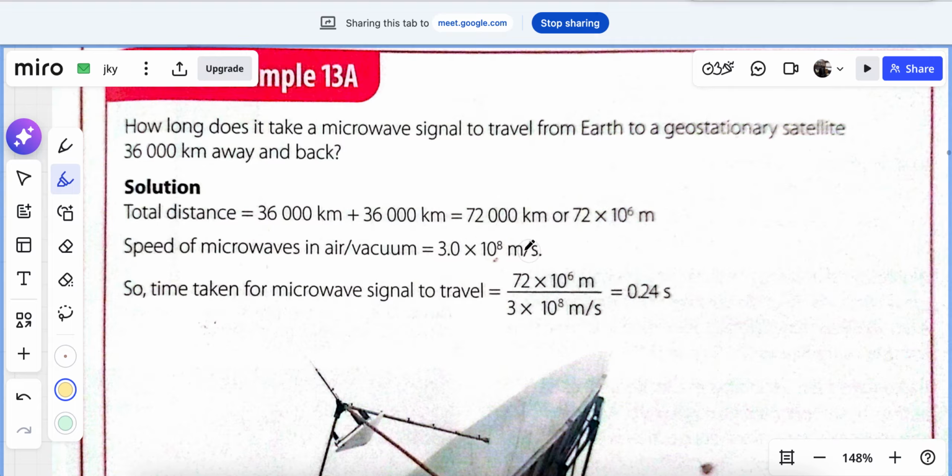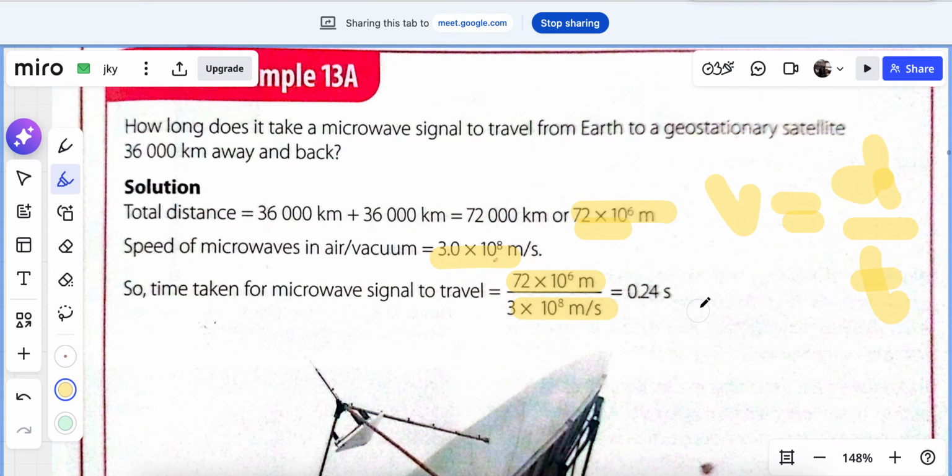Now remember the speed of microwave is 3 times 10 to the power of 8 meters per second. Now you have the distance, you have the speed. So time is what? Remember the time formula. Speed is distance over time. So if you make time the subject of the formula, time will be distance over speed.